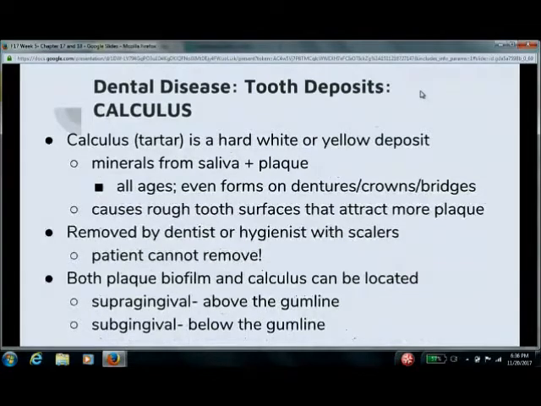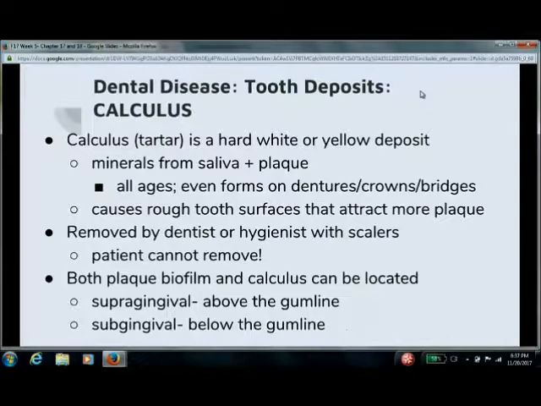The next deposit that we see on the tooth is called calculus, and it is not math. That's a good thing, right? It's a hard white-yellow deposit. Typically it's called tartar. And the minerals from saliva and plaque come together to make this a hard deposit. It causes a rough surface that attracts even more plaque.